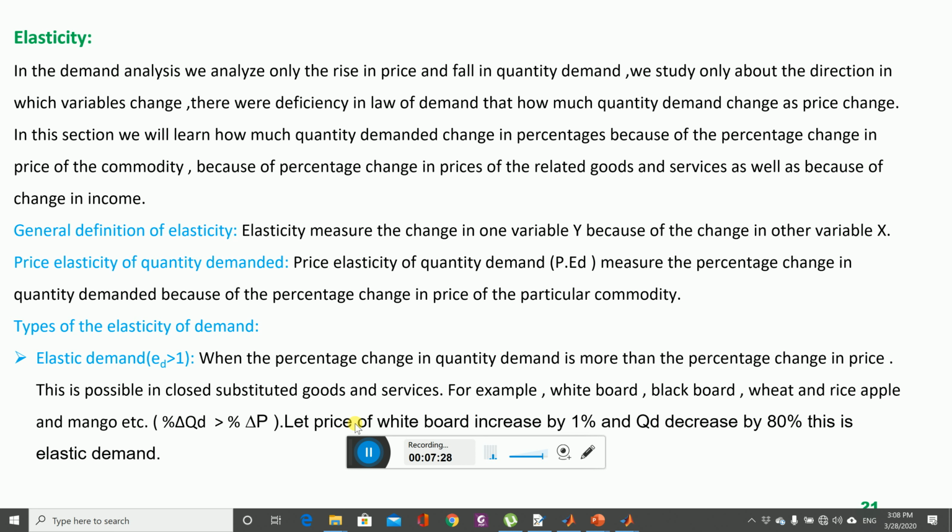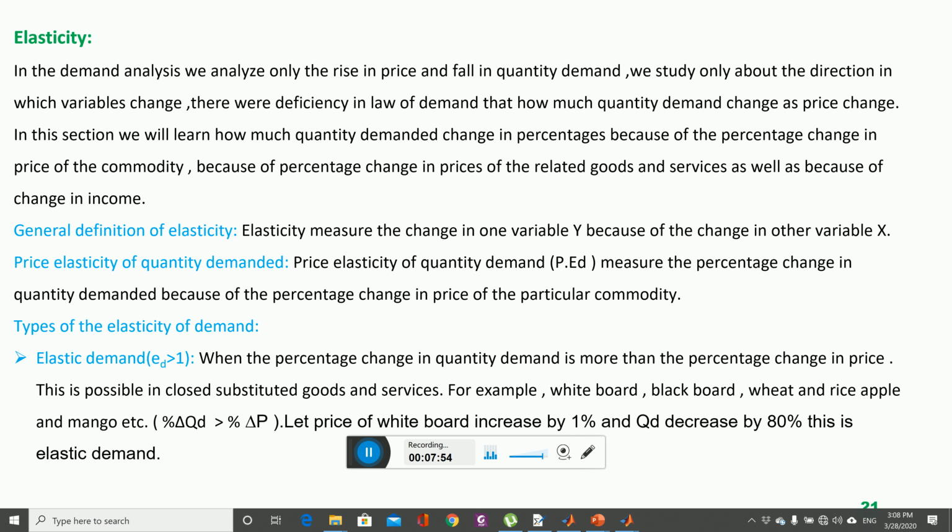in price. Let the price of the whiteboard increase by 1% and quantity demanded decrease by 80%. This is called elastic demand. It means the change in price is only 1%, but demand decreased by 80%. So demand is decreasing 80% if the price changes 1%. This type of commodity, their demand is called elastic demand.